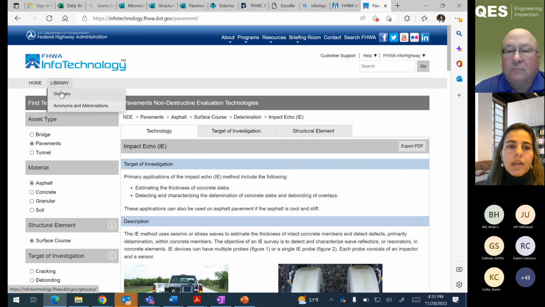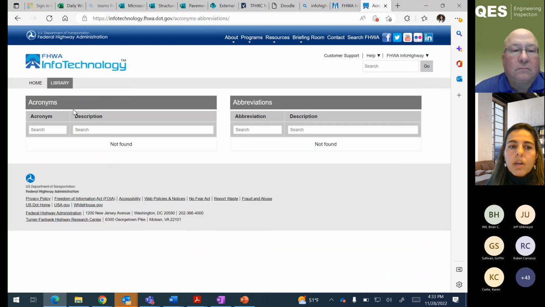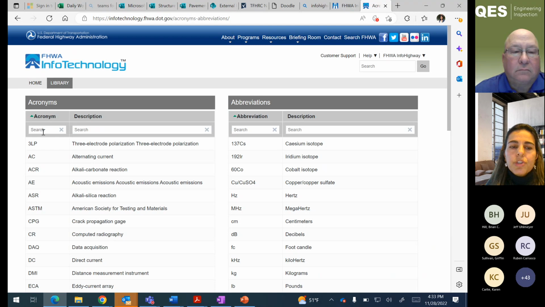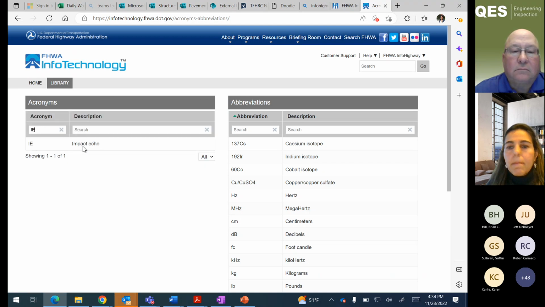The library has the glossary of terms and acronyms and abbreviations. So if you're an asset owner or manager and you're not familiar with the terms, you can search the term here. For example, IE, it is impact echo. So if there is any acronym that is not defined in the text, you can refer to the library and find what it means. And here is a list of abbreviations. So that is a very quick demonstration of the website.